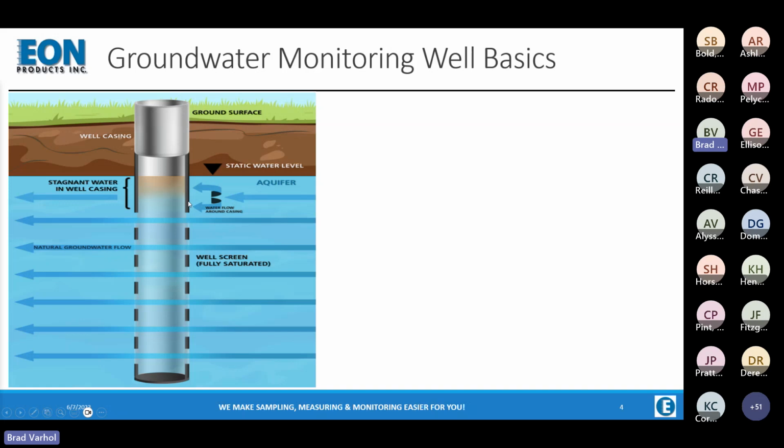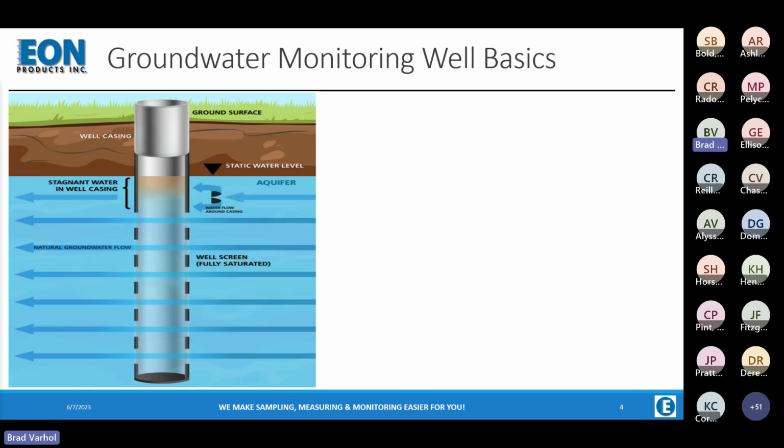And then beneath that solid piece of pipe, we have additional pipe that has slots cut in it, and we call that slotted pipe the well screen because it screens out most of the rock and soil particles, the sediments, and it lets the water that's already flowing through the aquifer continue to flow through the well and out the other side and continue on its journey through the aquifer. So we call this the saturated well screen.